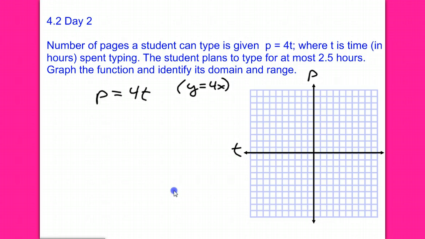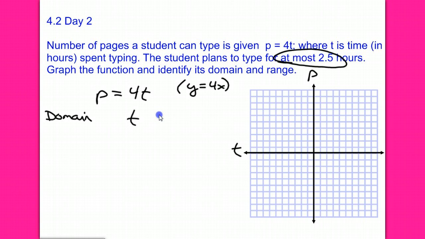Okay, so we're told that the student plans to type for at most 2.5 hours. So that's interesting. That kind of is a limit, right? So we're not being told that this student will go on typing forever. We're saying the student will type at most 2.5 hours. So that's the time, right? Represented by t. So we're going to identify the domain first. What values may we input for t? Okay, that is the input. Those are the input.